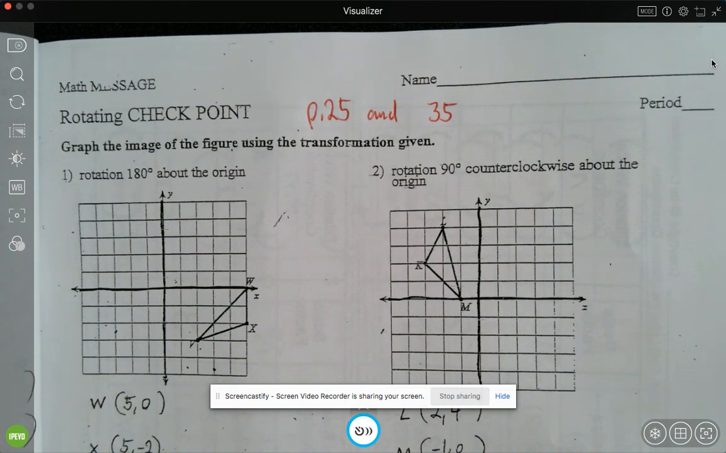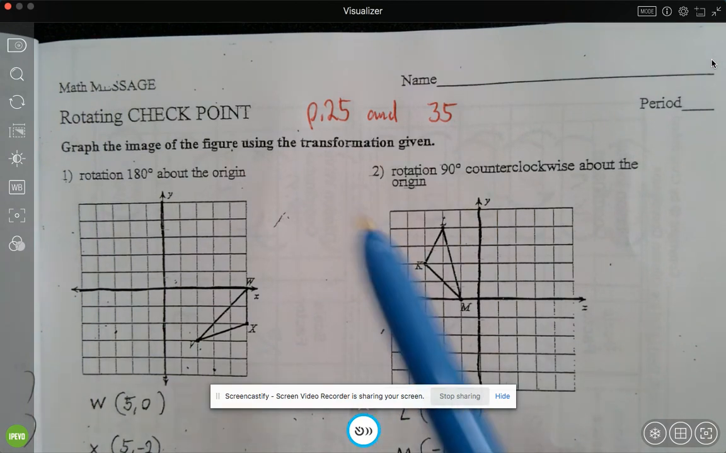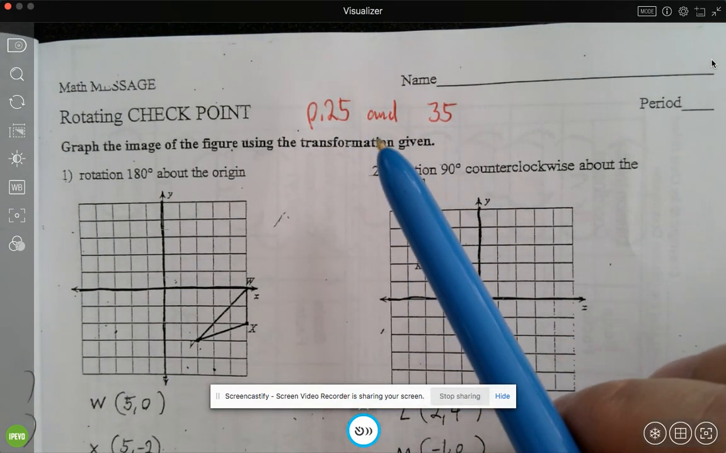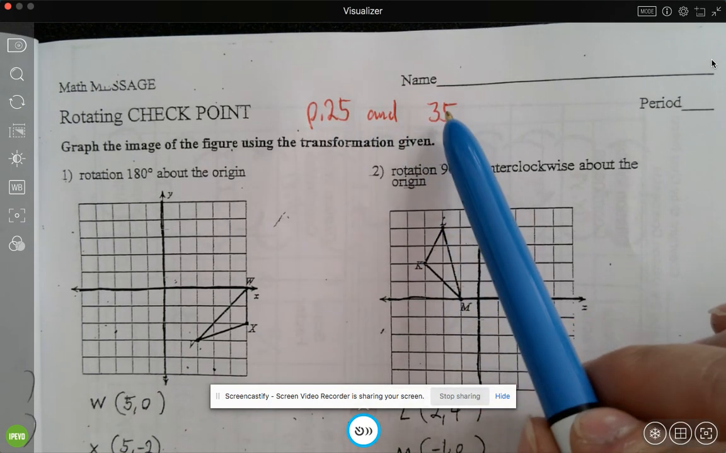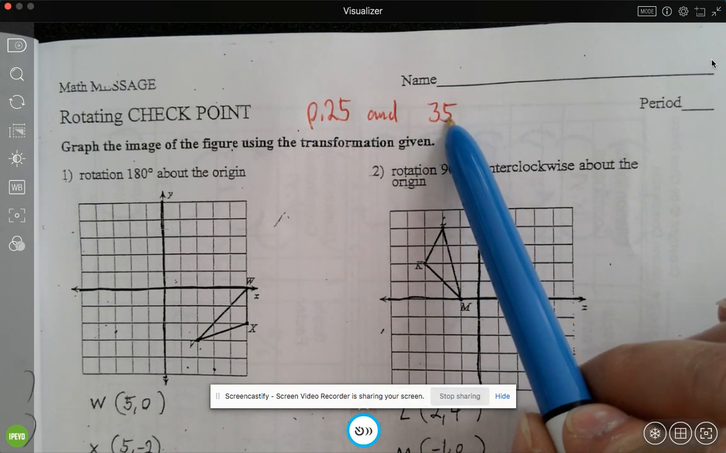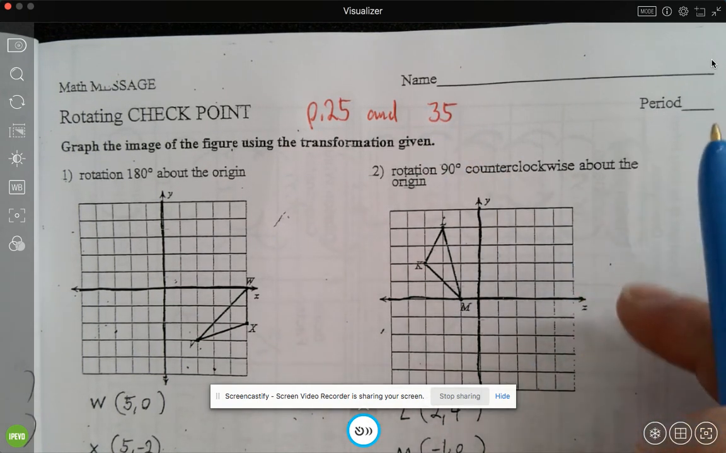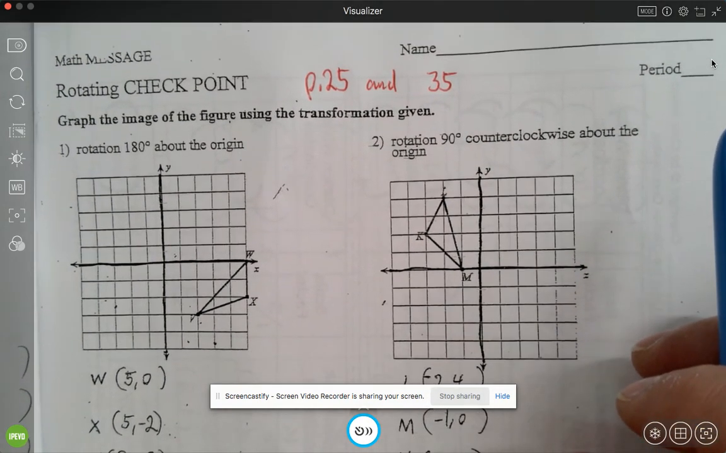All right, today at home you're going to practice some more rotating. So you're going to hopefully watch this and read the directions while you're watching this video, so you can get 2 free answers. And then you're going to upload some pictures of page 25 and upload a picture of page 35. So let's do one on each page here to get you started with this.